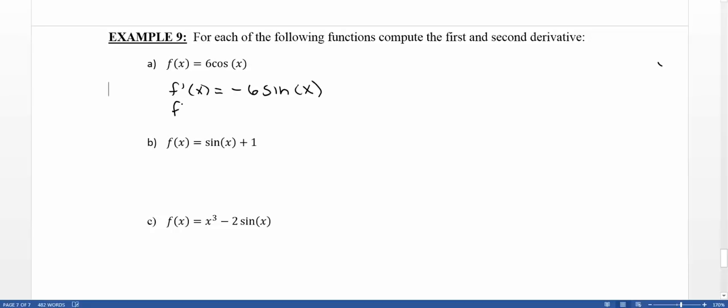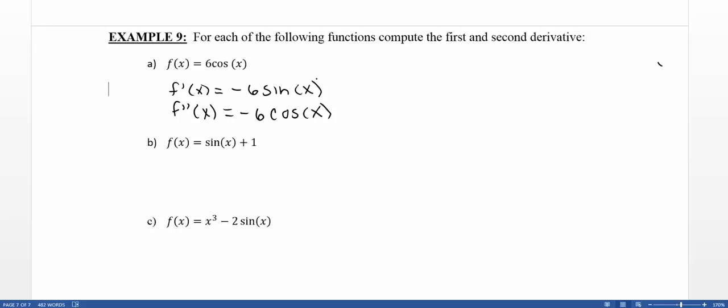The second derivative is going to be the derivative of -6 sine x. So that means we're going to have -6 times the derivative of sine, and the derivative of sine is cosine. So the first derivative here is -6 sine x, and the second derivative is -6 cosine x. If we were to keep going, we would get another sine, another cosine, and so on, because these are cyclical, and what would change is whether we had a positive or negative in front.